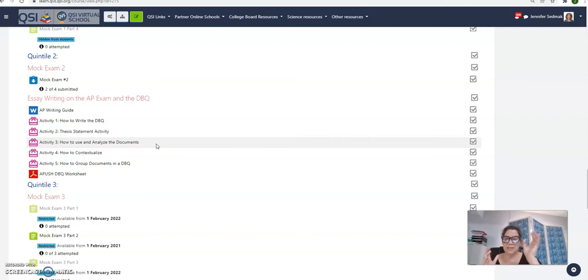It might give you some tips on how to get through them fairly quickly. There's another activity on how to contextualize. This is an important point for the introduction of every essay or free response question that you write. Contextualization is important in establishing the time period, which is the emphasis for the essay or prompt that you are given.